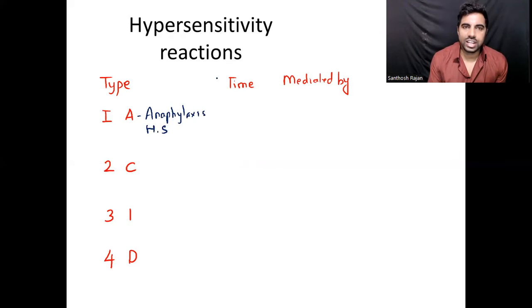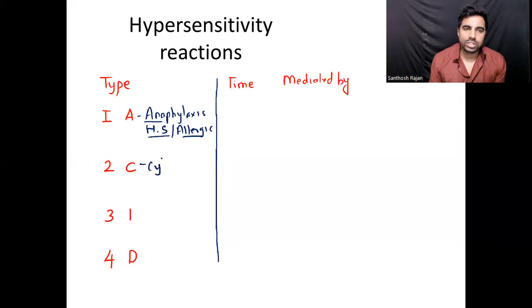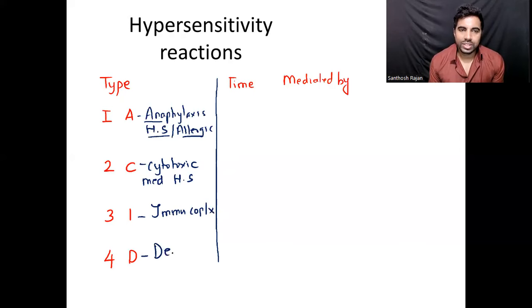anaphylactic hypersensitivity reaction. Anaphylaxis or allergy, anything you can say. Anaphylactic hypersensitivity reaction or immediate hypersensitivity reaction, allergic hypersensitivity reaction, anything. Okay, A. C for cytotoxic, cytotoxicity mediated hypersensitivity reaction. I for immune complex. And D for delayed. This is a totally delayed one. Delayed hypersensitivity reaction. These are the names.